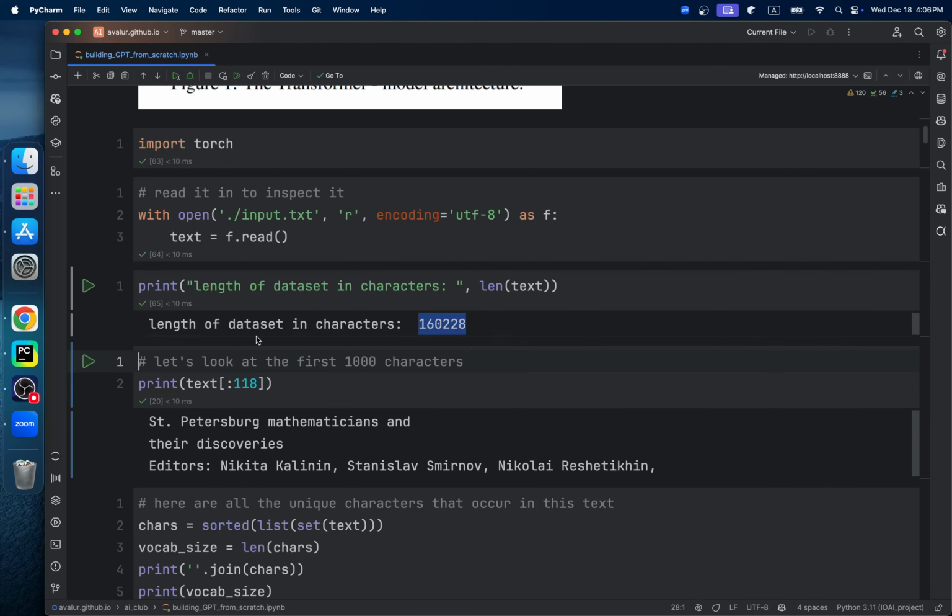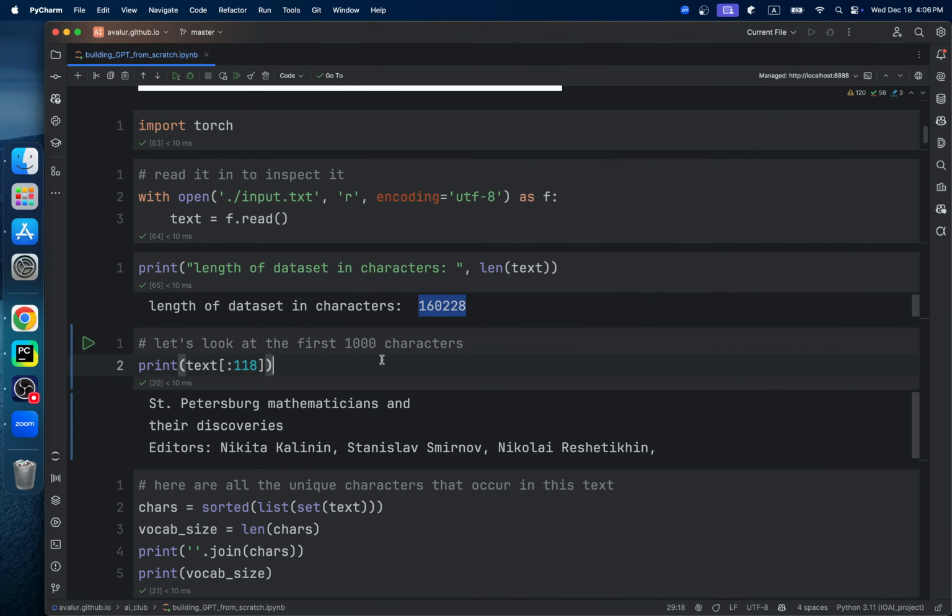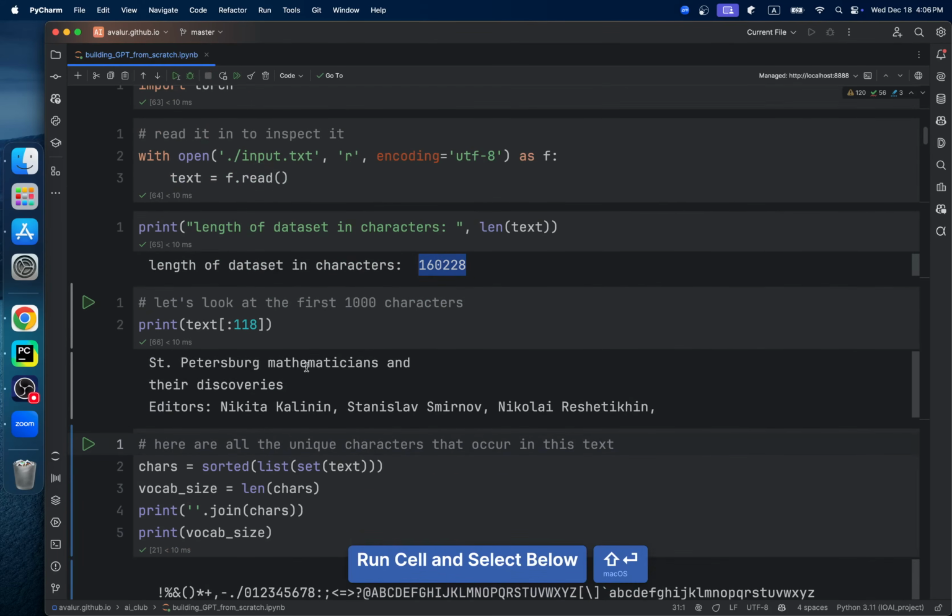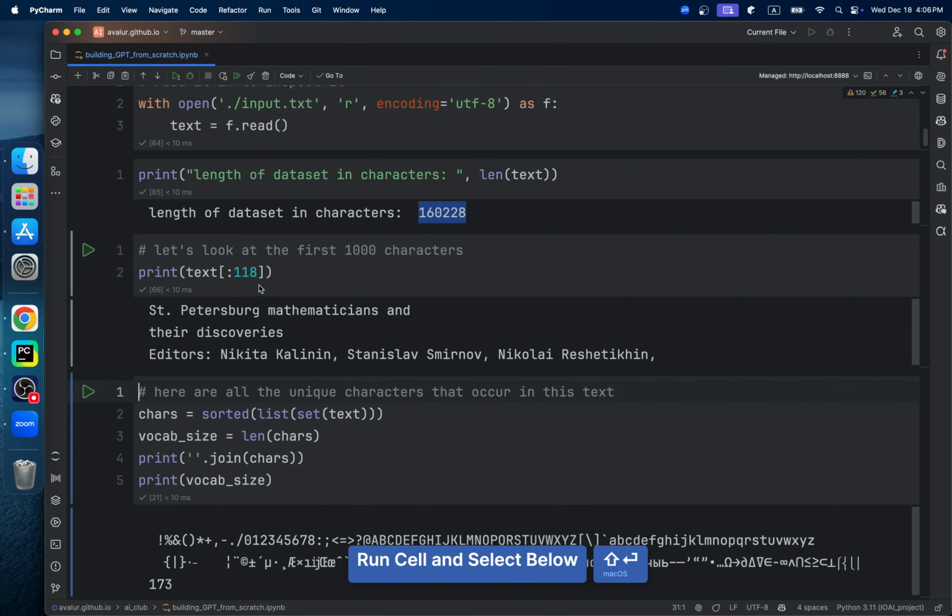The length of the data set in characters, in all the letters, is about 160,000 characters, and we can read the first about 100 letters. You see this is some book about St. Petersburg mathematicians and their discoveries.